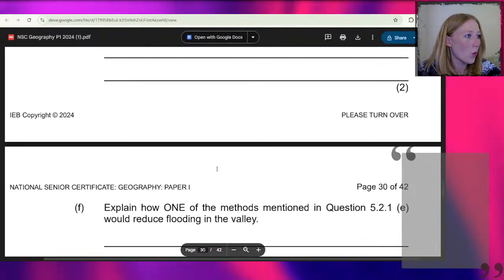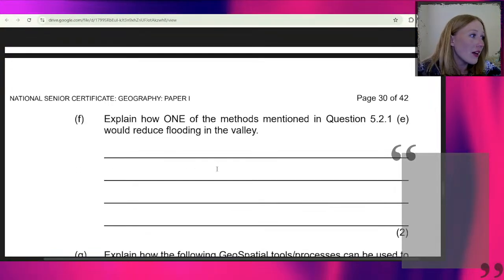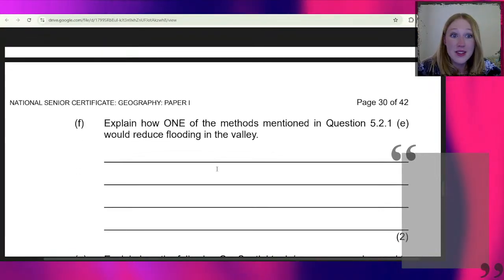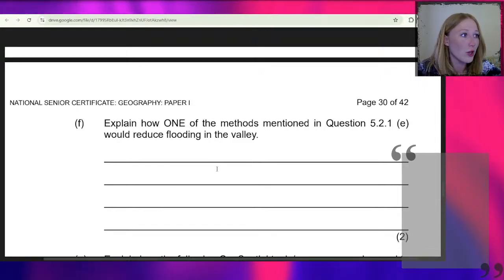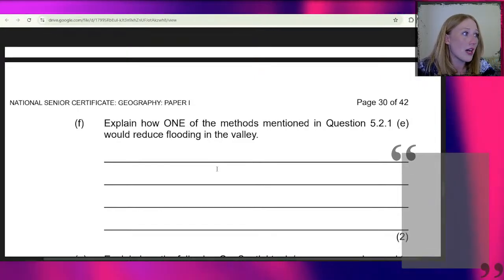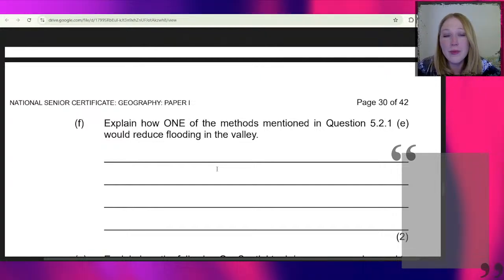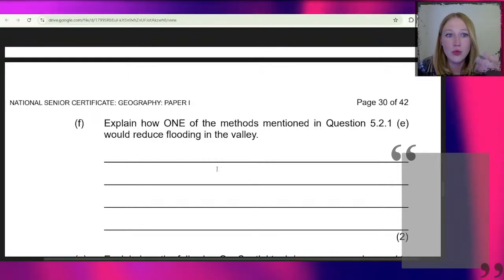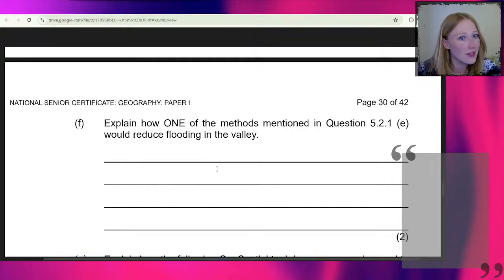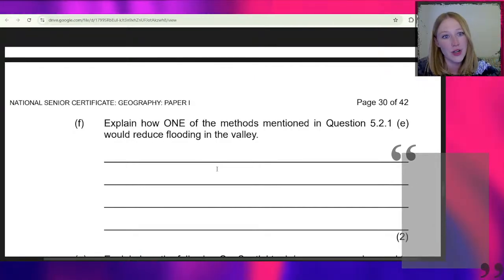Explain how one of the methods mentioned would influence the flooding of the valley. I think the easiest to explain there is the dam. So the dam can control the flow of the water. If you have a lot of water behind the dam, the wall would literally hold the water back and reduce the chance of a flood. And the dam can release some of the water when it's needed and then keep that river flowing during dry seasons as well.